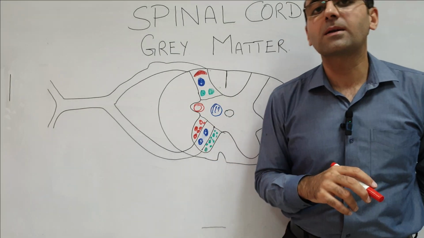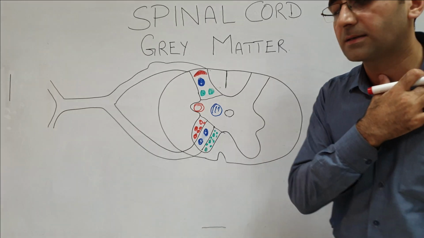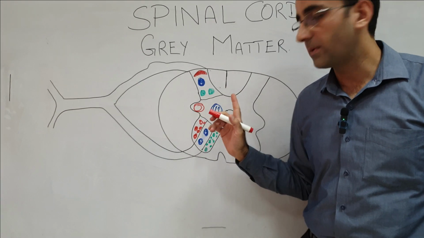So this was about the grey matter of the spinal cord. In the next series of lectures we will discuss the white matter and all the tracts related to the white matter of the spinal cord.